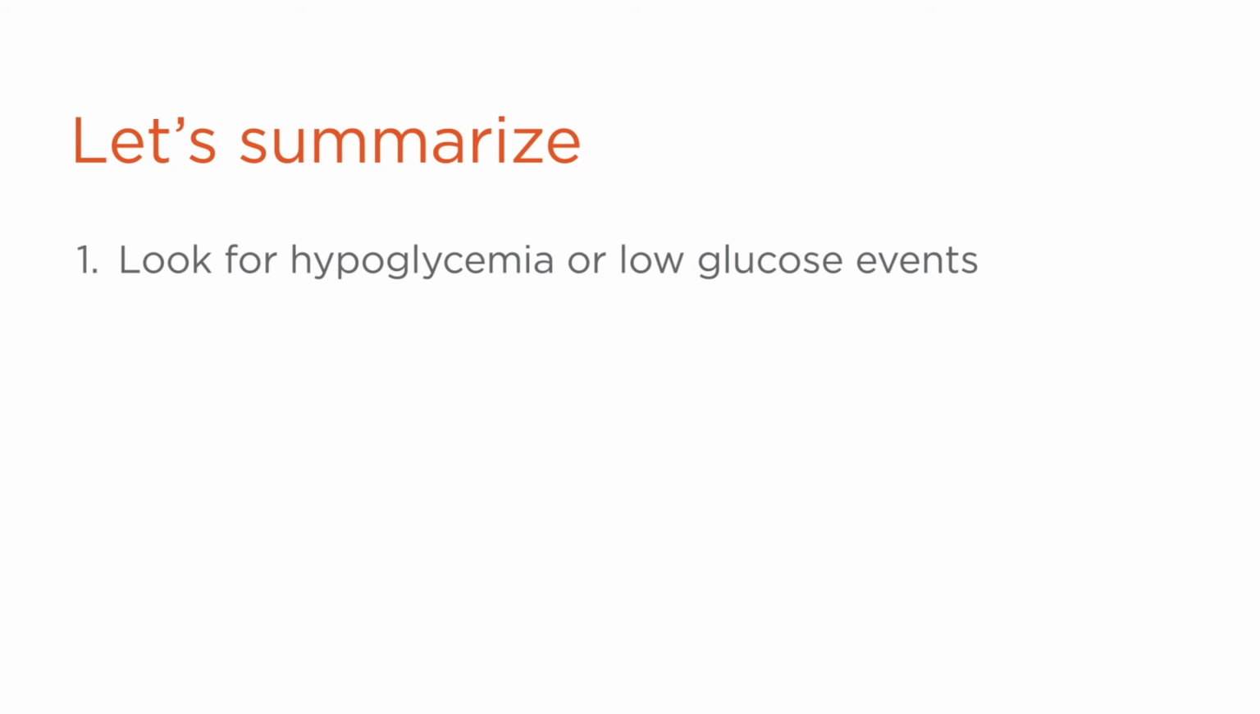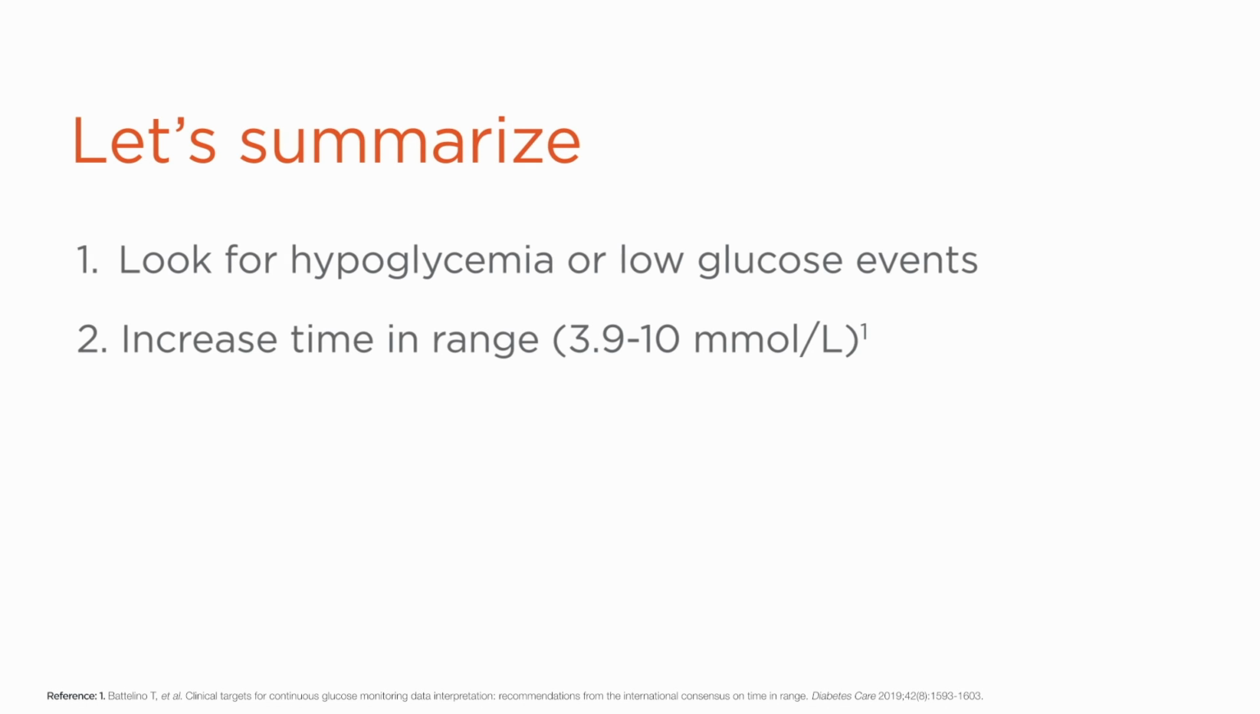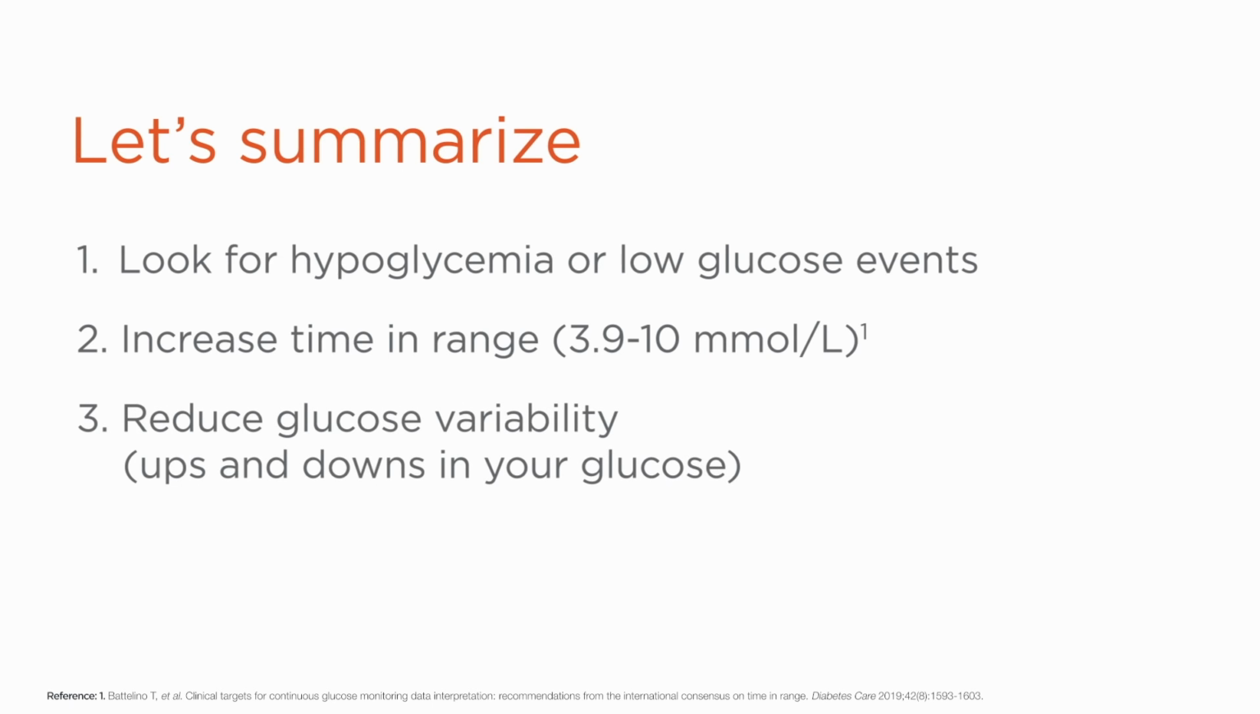Let's summarize. When reviewing your glucose readings, you want to look for hypoglycemia or low glucose events. Second, you want to increase your time in range. And third, you want to reduce your glucose variability, those up and down waves. FreeStyle Libre 2 can quickly summarize your readings so you can find the answers you're looking for.